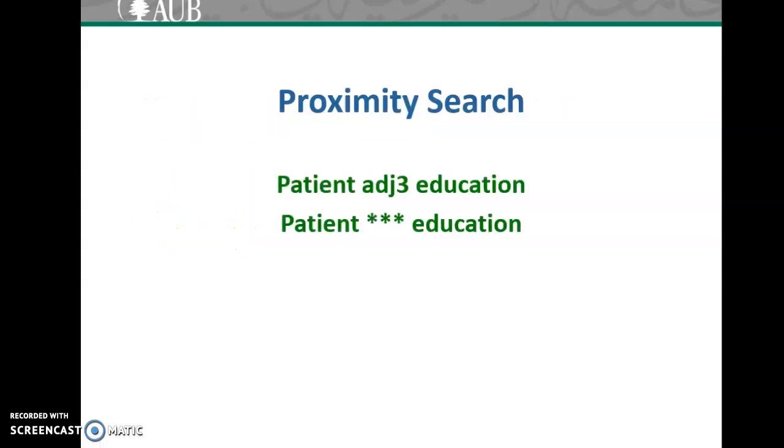What about the proximity searches? The first one represents MEDLINE, ADJ, which makes two words close to each other and interchangeable. So patient ADJ3 education represents patient education, patient consumer education, patient client education, education of consumer client patient, education of customer client patient, and so on. So it is a combination of many phrases together, with patient coming first or last and a maximum of 3 words coming in between.